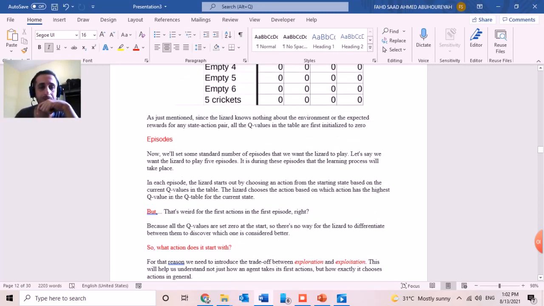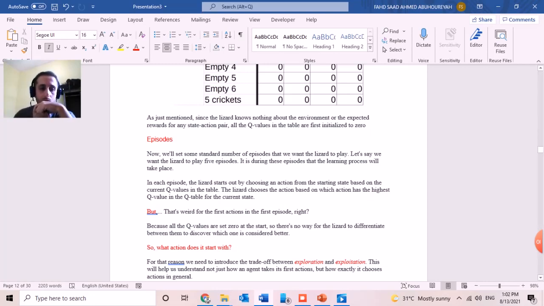All right, now we will set some standard numbers for the episodes that we want the lizard to play. Let's say that we want the lizard to play 5 episodes. An episode means it is playing until it wins or loses. In each episode, the lizard starts out by choosing an action, because it starts from state 0 and action 0. So it is going to take a new action to go to another new state.